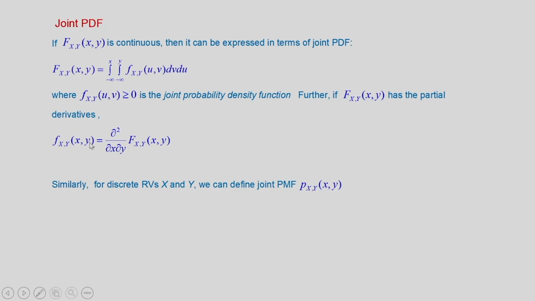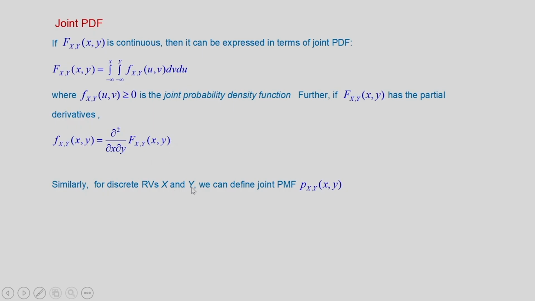This joint PDF is a non-negative quantity, and if the CDF has partial derivatives, then we can write the joint PDF at point (x, y) as the second-order mixed partial derivative, del square over del x del y, of the CDF at point (x, y). Thus, two continuous random variables X and Y can be represented in terms of their joint PDF, small f_XY(x, y), defined by this relationship.